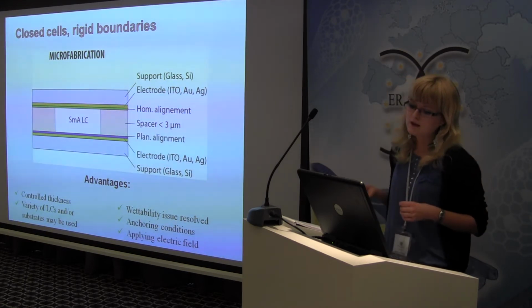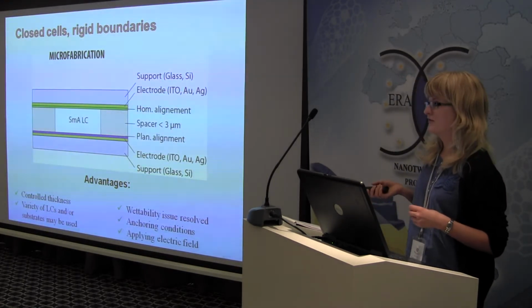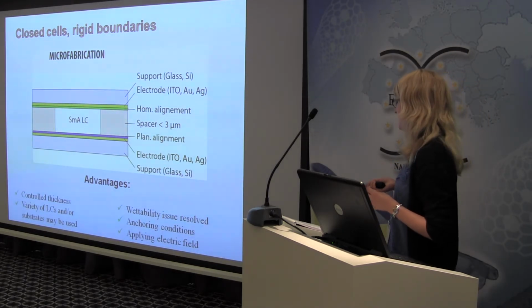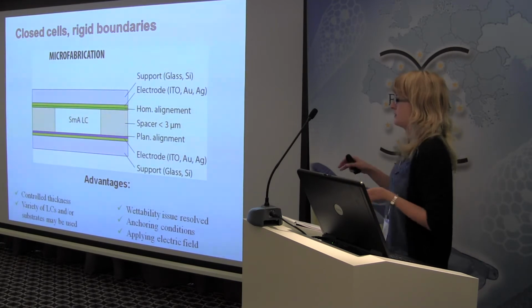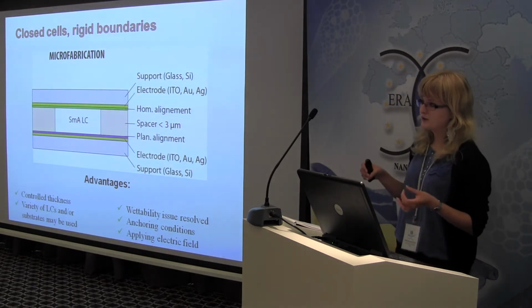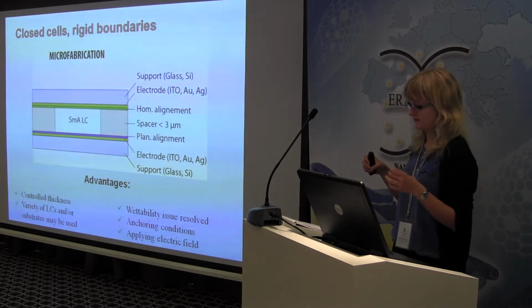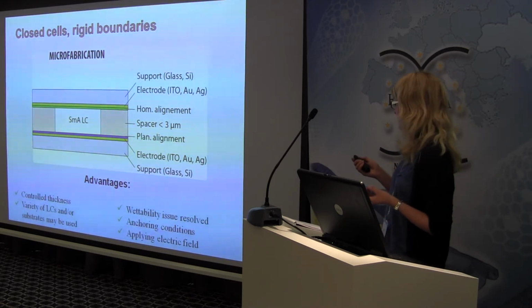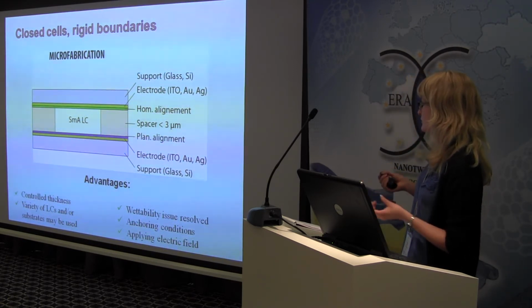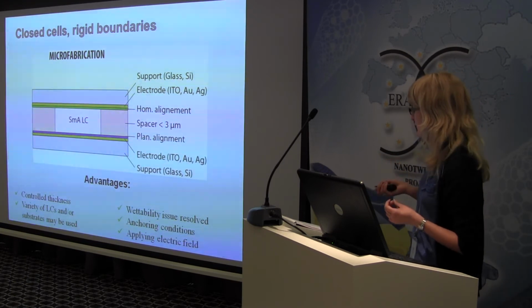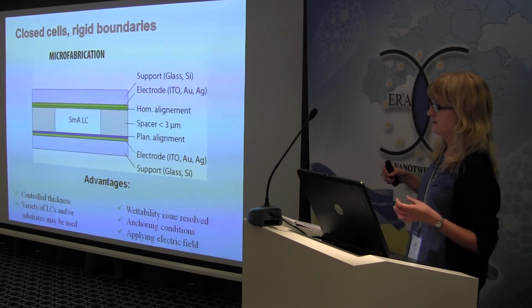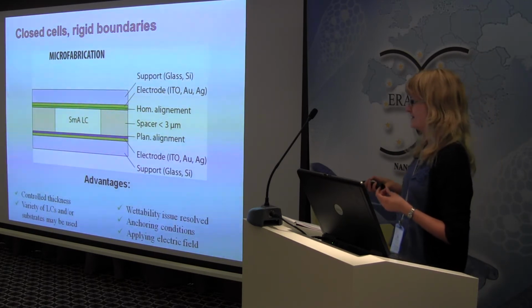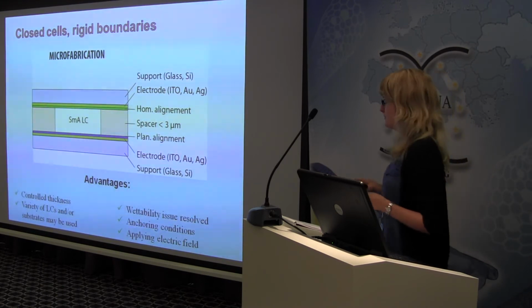Another type of sample that we've been studying is a closed cell. They have a lot of advantages, such as controlled thickness. As you have seen, the period of the linear defect depends strongly on the thickness of the film. And in such samples, by controlling the thickness, we can also control the period, and create the structure with the properties that we want to observe.